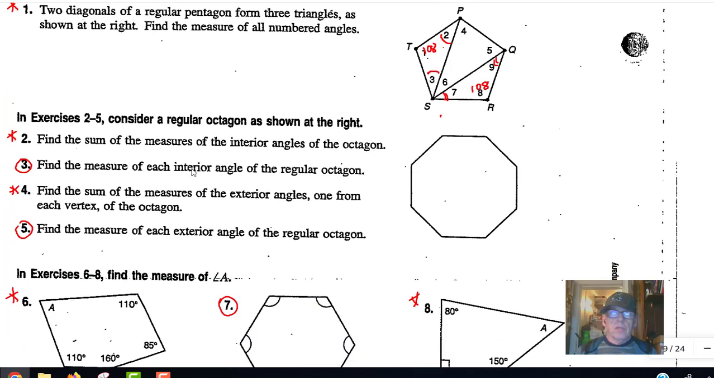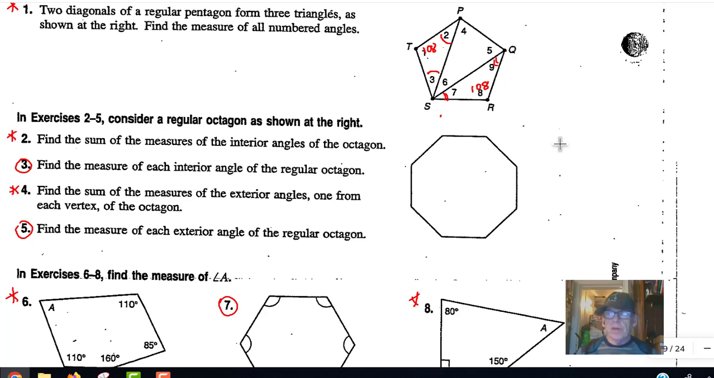Okay, interior angles of an octagon, n minus 2 times 180. Doesn't say it's regular, so all you can do is figure out what the sum of the angles are from the formula. Let's talk about number 4, the sum of the measures of the exterior angles. The sum of the measures of the exterior angles, one at each vertex of the octagon, they're always going to add to be 360.